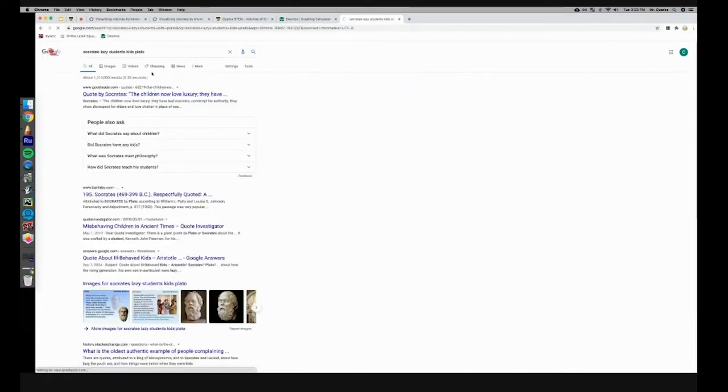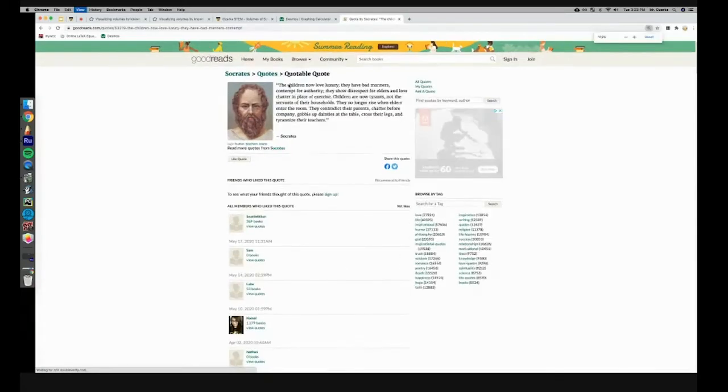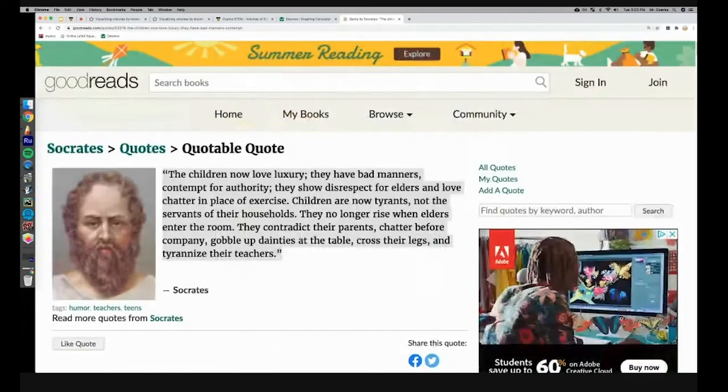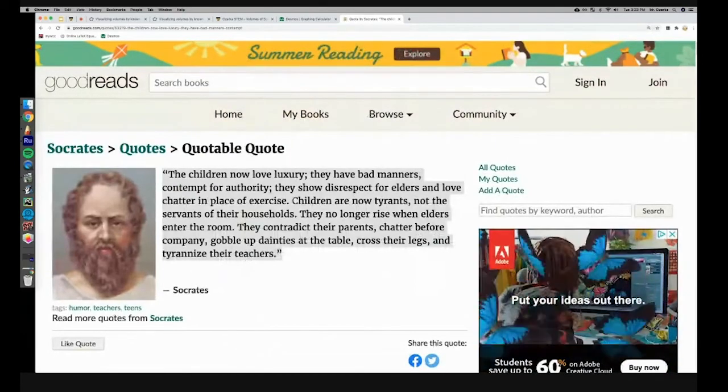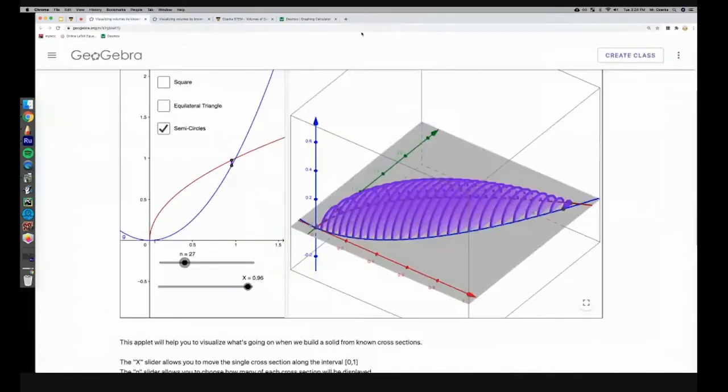Yeah, look at this. This is Socrates in 500 BC. Children now love luxury. They have bad manners, contempt for authority, show disrespect for elders. This is a real quote. They contradict their parents, chatter before company, gobble up dainties at the table, cross their legs, tyrannize their teachers. All right, Socrates, relax.